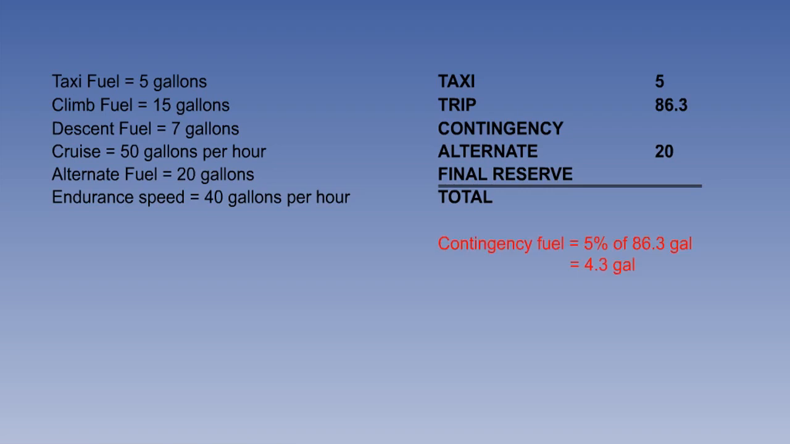Contingency fuel is 5% of the trip fuel. Therefore, contingency fuel is 5% of 86.3, which is 4.3 gallons.